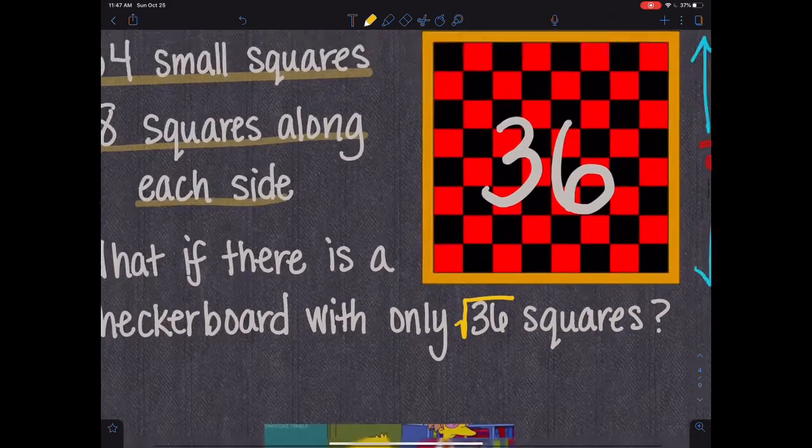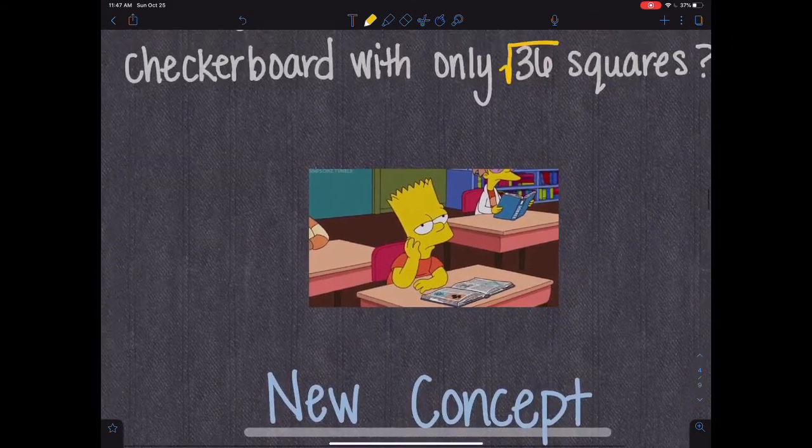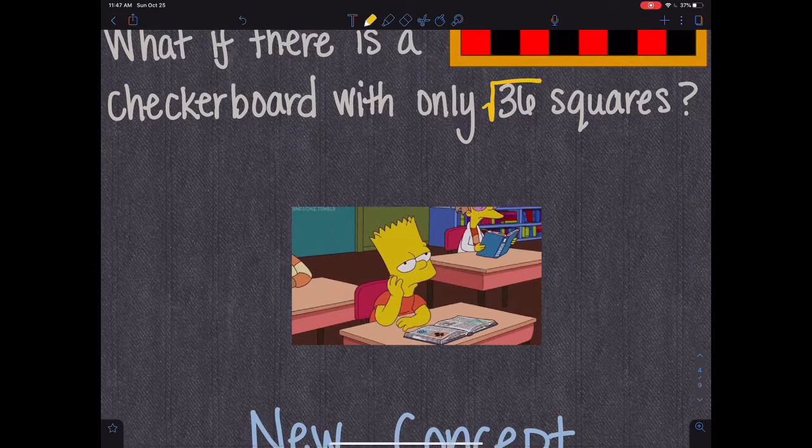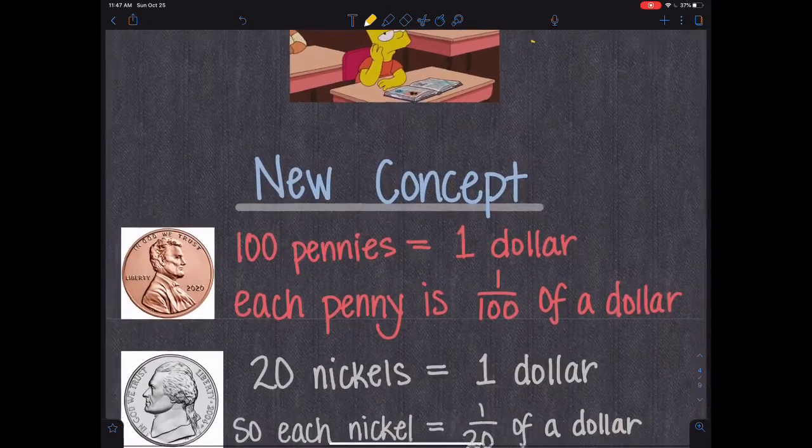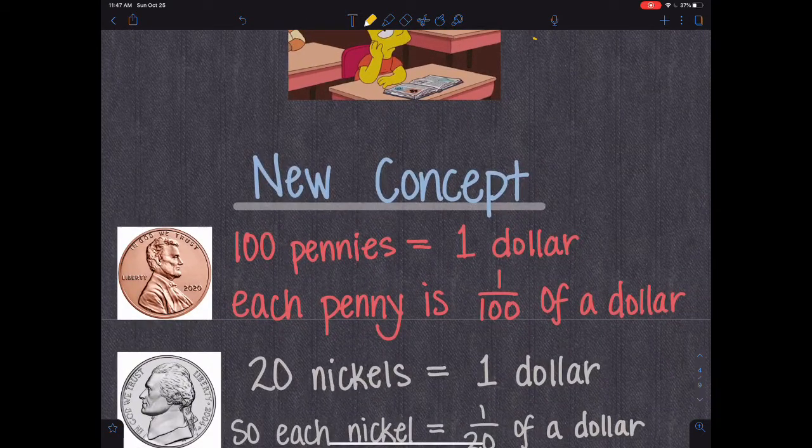That's it. No more hints. Okay, I think you can figure that out. You're probably like, Mom, I could have figured it out without you. Just like Bart here. He's getting pretty bored. All right, so bored Bart, we are going to move on to the new concept.